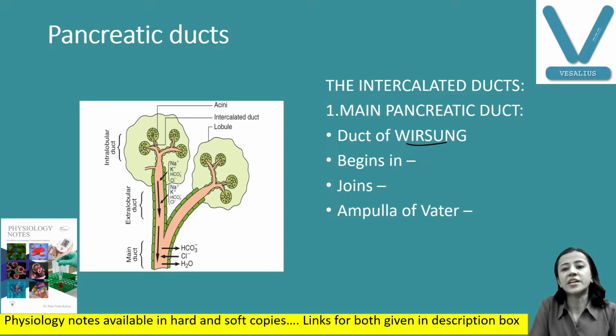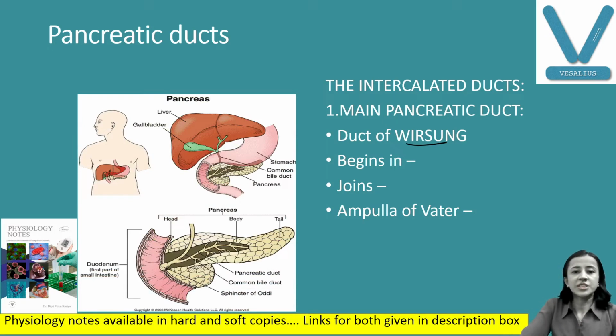All these ducts join and form a main duct, that is the duct of Wirsung. This duct opens in the duodenum, and it is guarded by the ampulla. This is the ampulla of Vater. I'll show you, you can see here. This is the major duct. This is the ampulla of Vater.